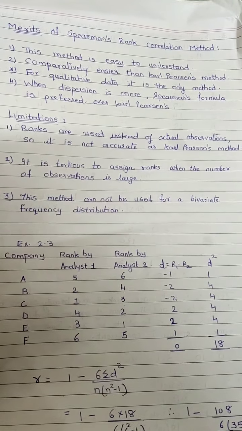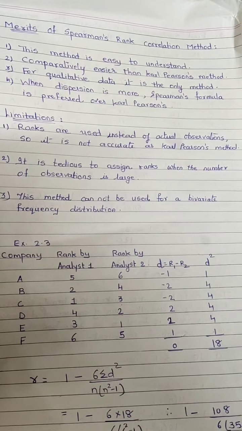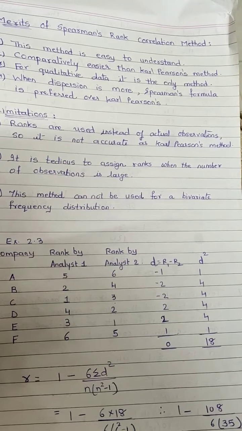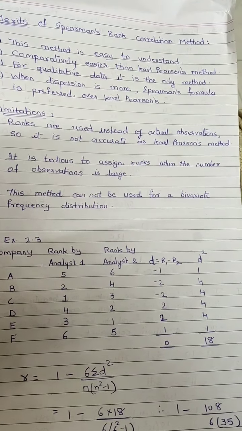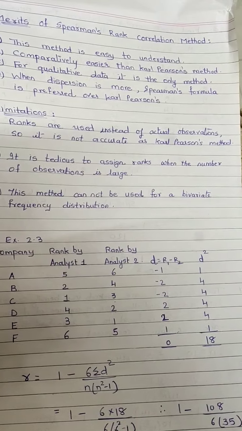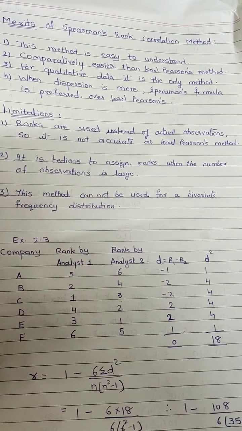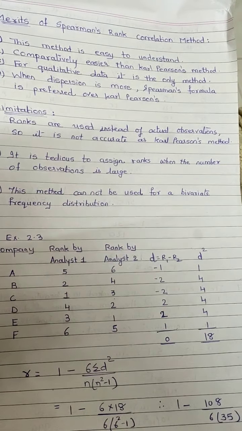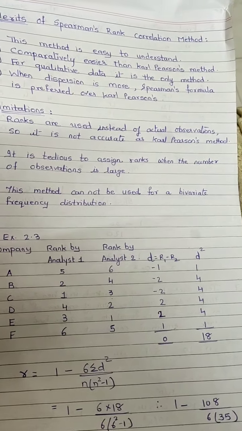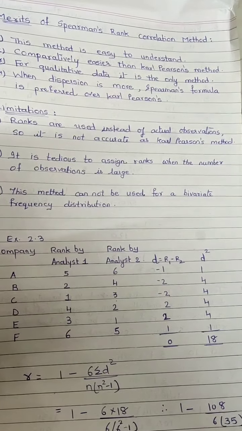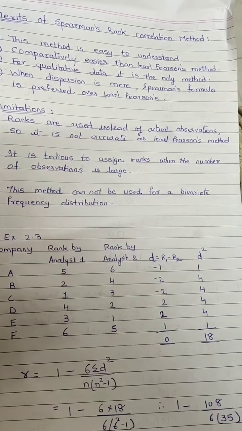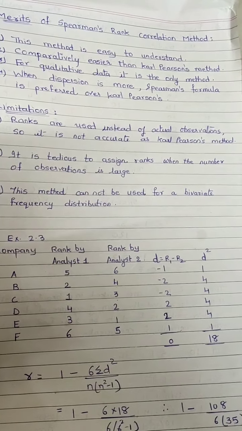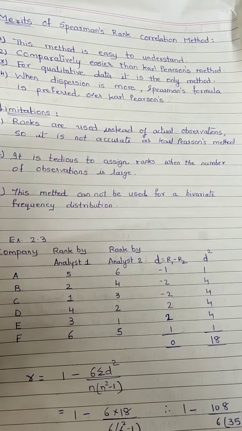Limitations. Ranks are used instead of actual observations. So there is some loss of data, and so it is not as accurate as Karl-Pearson's method. Second, it is tedious to assign ranks when the number of observations is large. Third, this method cannot be used for bivariate frequency distribution. These are the 3 limitations for Spearman's rank correlation method.